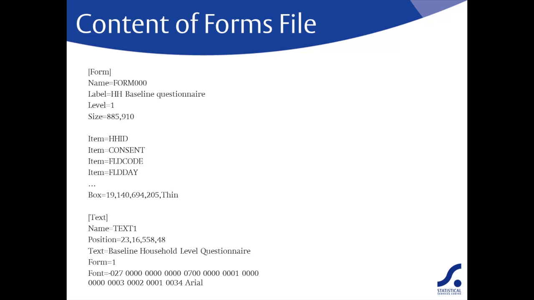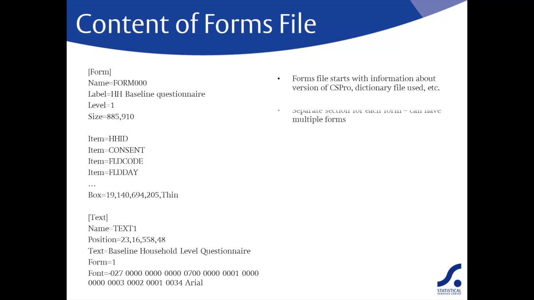The forms file always starts with information about the version of CSPro being used, which dictionary file is linked, etc. We then have separate sections for each form in our data entry system. We can have multiple forms, and we would recommend keeping each form reasonably short. An ideal situation is to match each form with a single page of the questionnaire. So as you turn the physical sheet, you also move on to the next form.